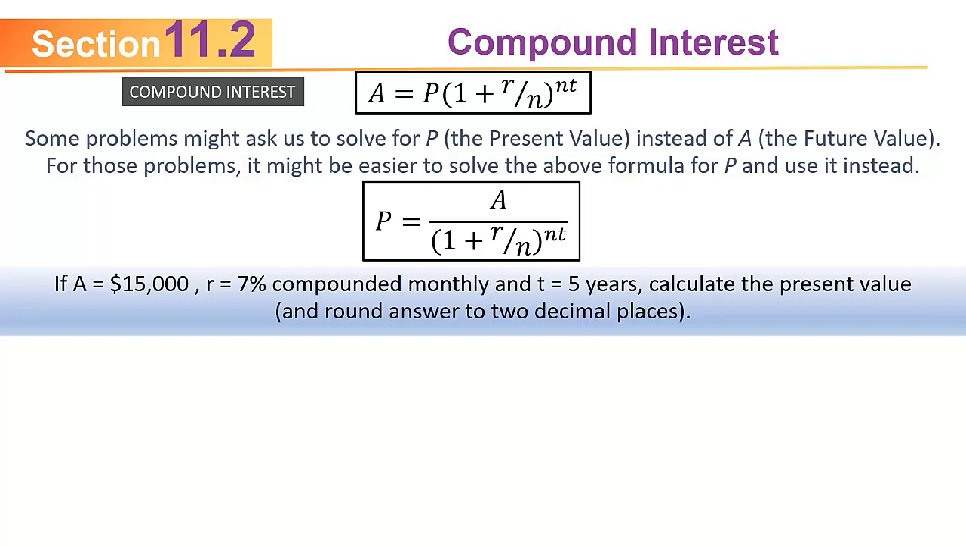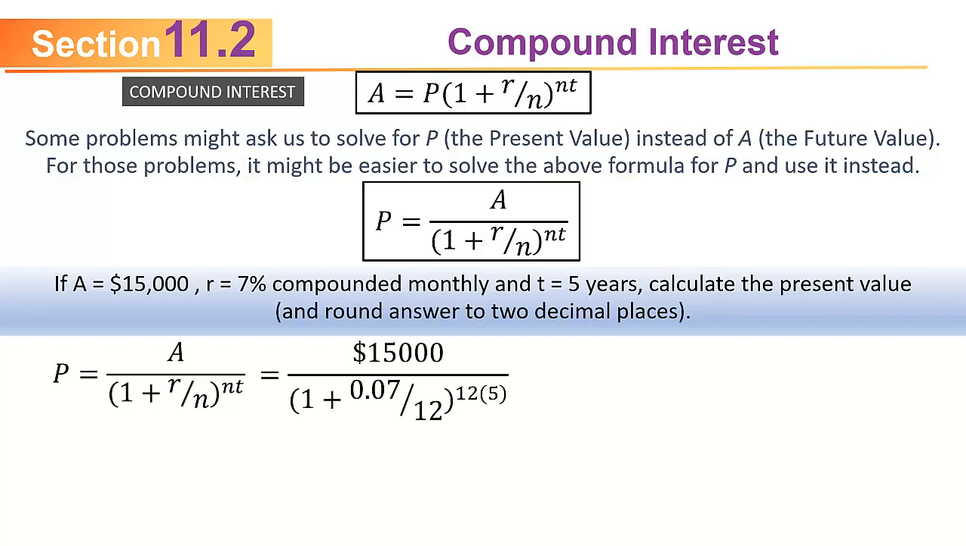So for example, if I told you that capital A was $15,000, that the interest rate was 7% compounded monthly, and we were leaving the money in the bank for 5 years, you could calculate the present value, which is capital P, by using that bottom formula. You could also calculate it using the top formula. The bottom formula is already solved for P. That is the only advantage to using that formula over the top formula. They're the same formula written in 2 different ways. One is solved for A, one is solved for P. If you use the bottom formula, you plug in 15,000 for A, 0.07 for R, 12 for N, and T is equal to 5.